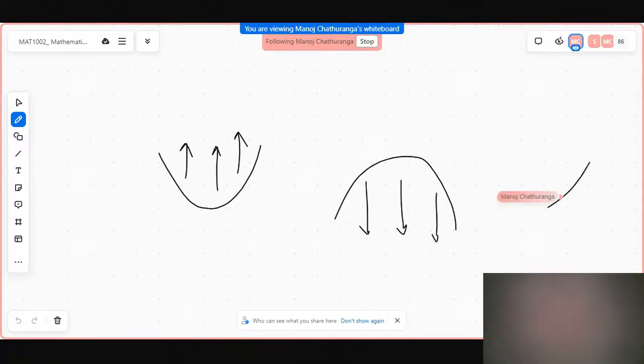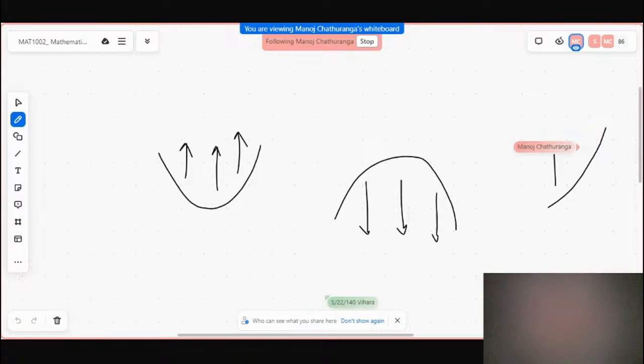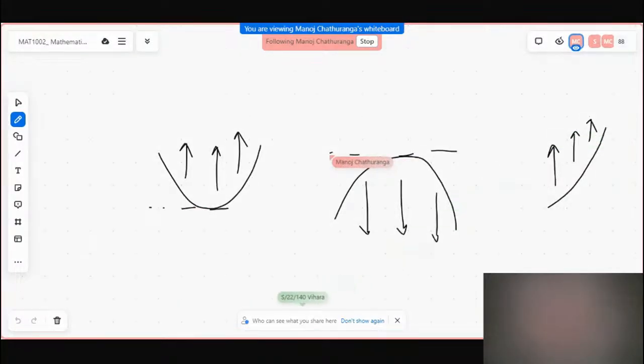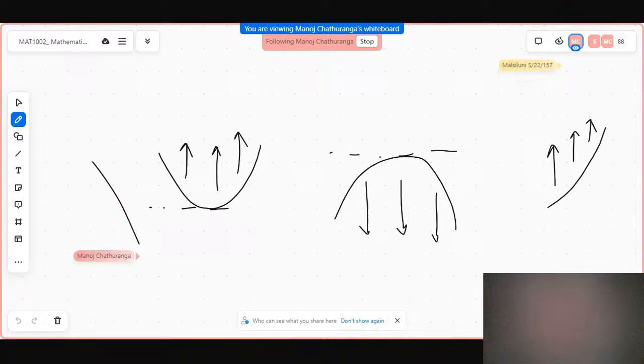Sometimes it may look something like this. Here again, it is facing upward. Here we have a turning point, here we have a turning point. And in the other picture, we don't have a turning point and it still curves upward. I can draw a similar picture for concave down.